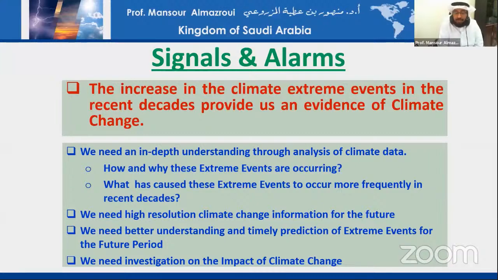Extreme events are happening recently more frequently than before. And we need high resolution climate models to predict the future changes of these extremes. So we actually need better understanding and, in good time, predictions of these extreme events in the future. And also we need to investigate the impact of climate change in the future.